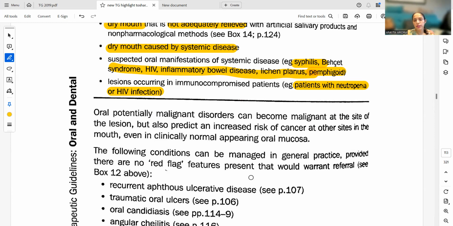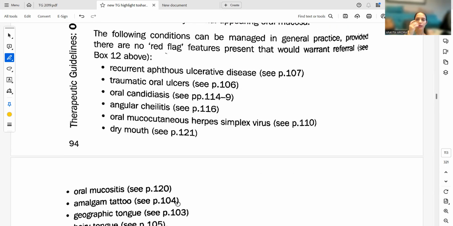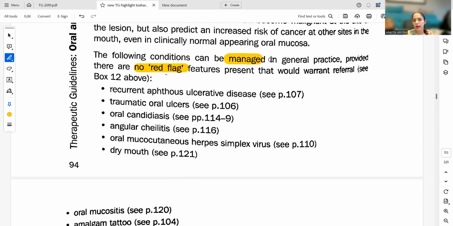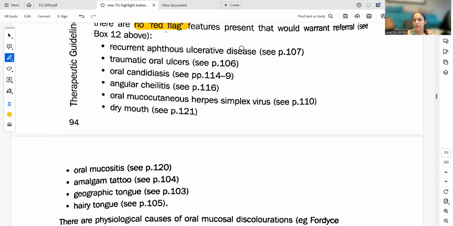The following conditions can be managed in general practice, provided there are no red flag features present that would warrant referral. So these conditions are well manageable. They are not very red flag features if they are not there. If no red flag features, they can be managed in general practice. What are these conditions? Aphthous ulcerative disease. So aphthous ulcers can be managed. Traumatic oral ulcers, very well managed.